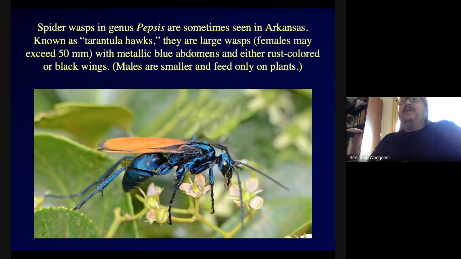And our local species have these very distinctive metallic blue bodies. The wings may either be kind of rust-colored or black. This particular one, Pepsis grossa, is actually the state insect of New Mexico, but we get it here as well. Arkansas is neat because we're kind of the easternmost edge for a lot of Western species.